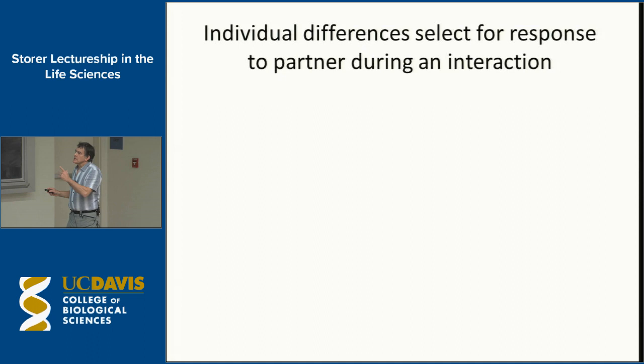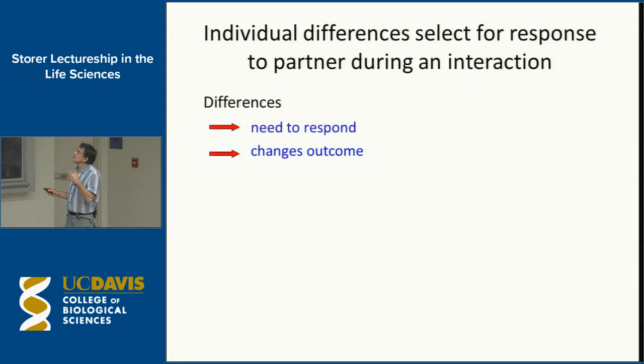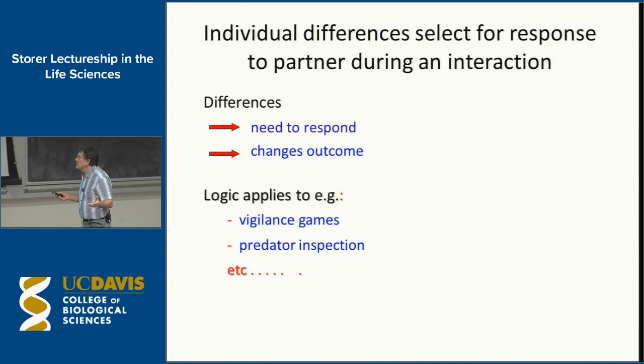Okay, so the moral of this is that individual differences, which are typically not in models, select for a response to partner during an interaction. They not only select for a need to respond, but they can change the outcome of what's going on.